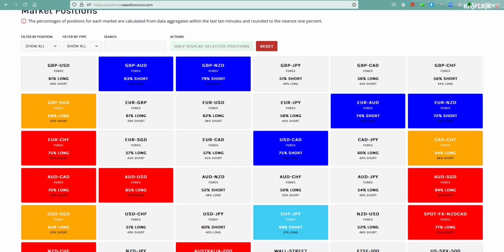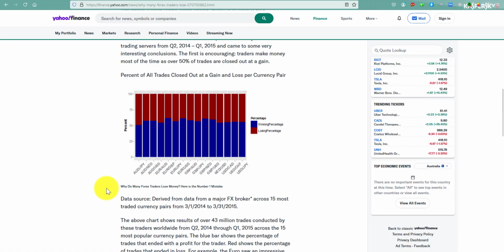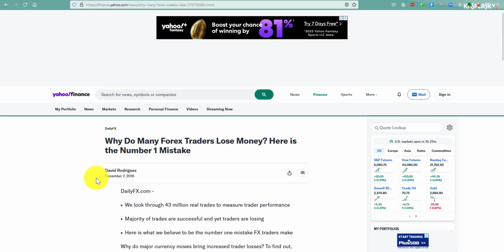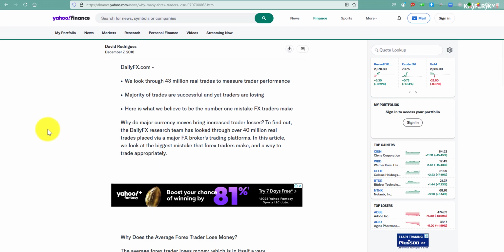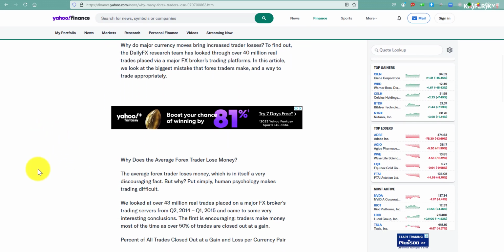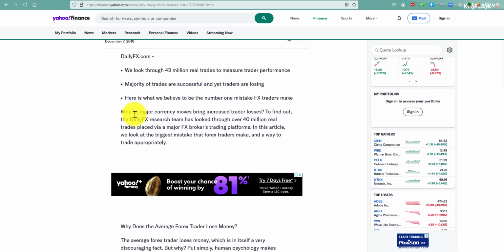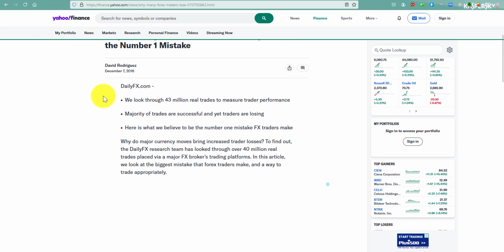I'm trying to bring up a study for you, actually. Here it is. Okay, 43 million Forex trades. There it is. I typed in 53 million Forex trades. Okay, so this is a study here. I used to write for Yahoo Finance, actually. They asked me to do some trading stuff for them years and years ago, like 15 or 20 years ago. So this was a study from dailyfx.com, and this is a reprint of that study.